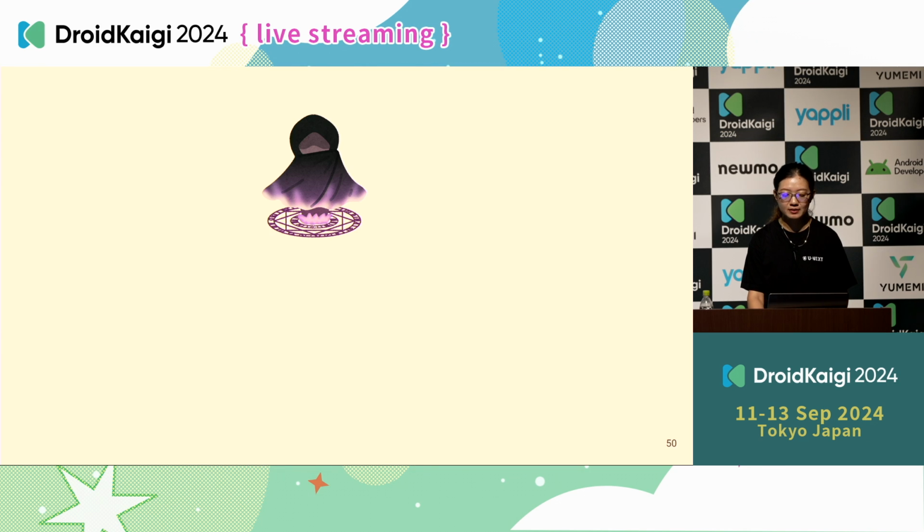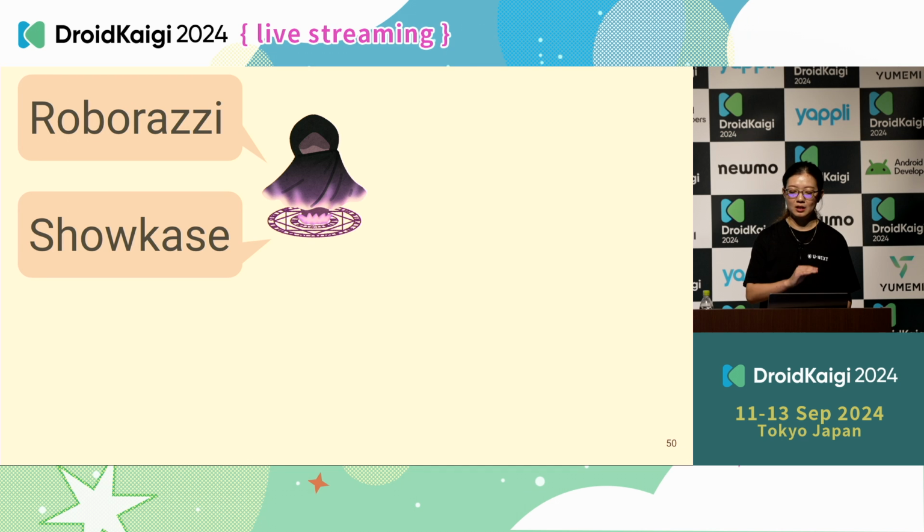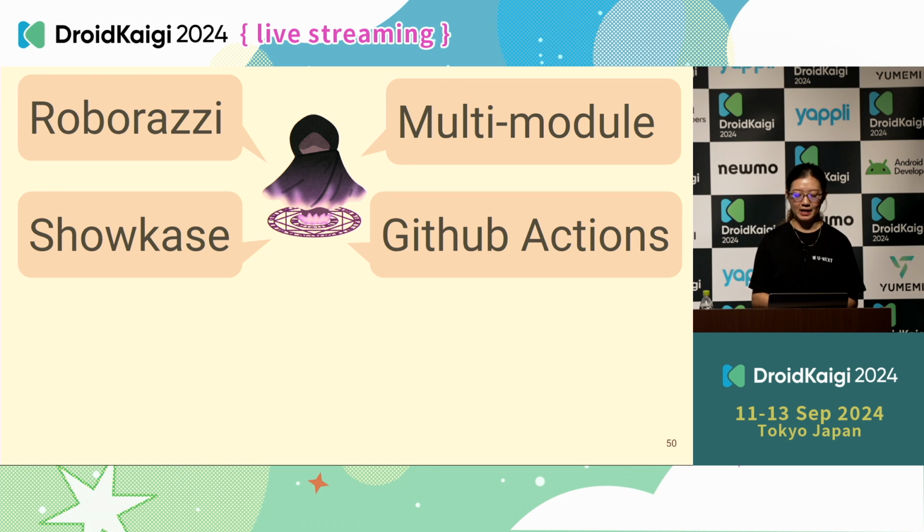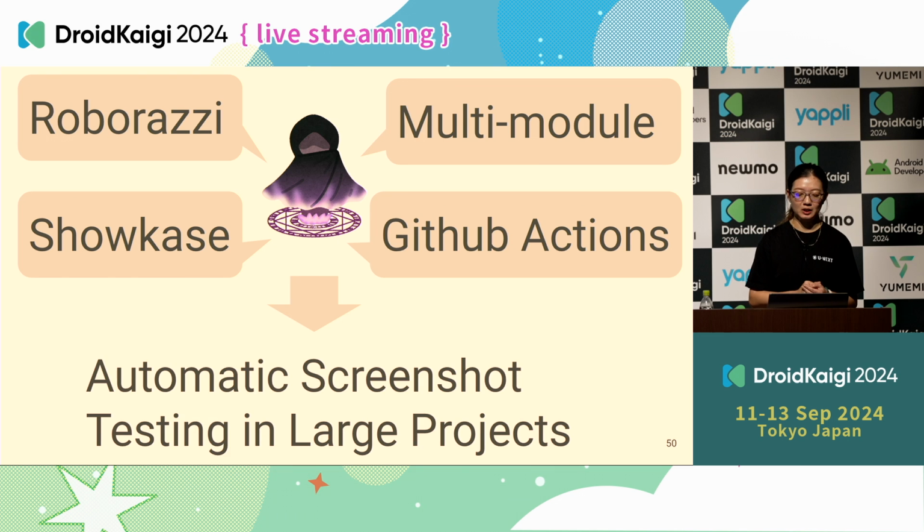In our large-scale project, we chose the Roborazzi and Showkase combination to achieve automated screenshot testing. We combined them with a multi-module configuration, and we automated it with GitHub Actions. This setup allowed us to efficiently maintain visual consistency across the entire project while integrating seamlessly into our CI/CD pipeline.